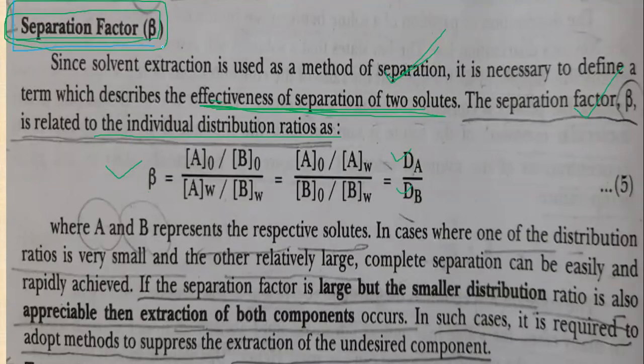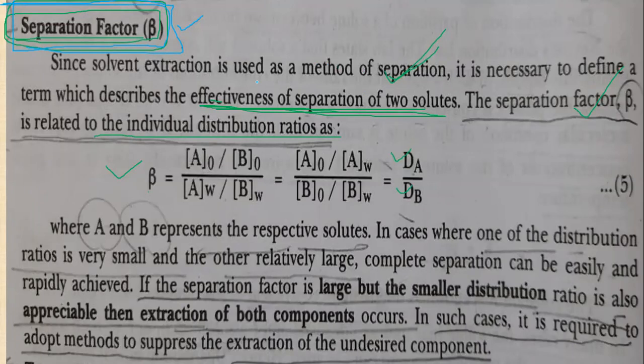Concept of separation factor. The separation factor is denoted by the letter beta. As solvent extraction is used as a method of separation, it is necessary to define the term which describes the effectiveness of the separation of the two solutes. The separation factor beta is related to the individual distribution ratio.